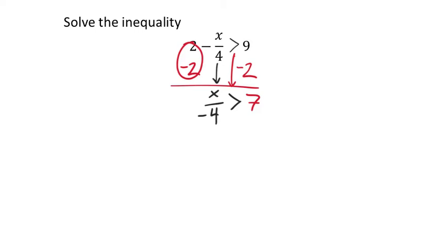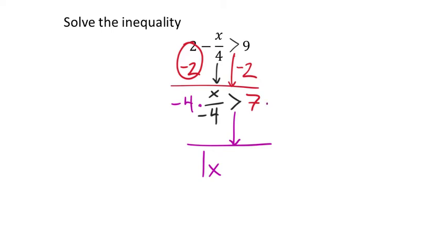Now I guess I said get rid of. Really what I'm going to do is make that a 1x instead of x divided by negative 4. Okay, well, how are we going to do that? Because we do need to do that. Well, just like we saw before, right here, I'm going to need to multiply by negative 4.